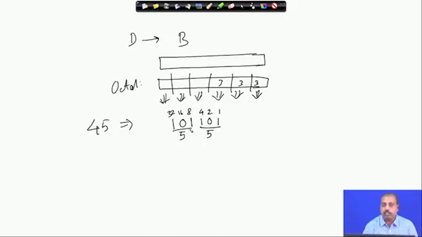So, this gives me the 55. So, 55 to the base 8. You can verify it: it is 5 into 8 plus 5, so that is equal to 45. So, this 55 in octal system is 45 in the decimal system.